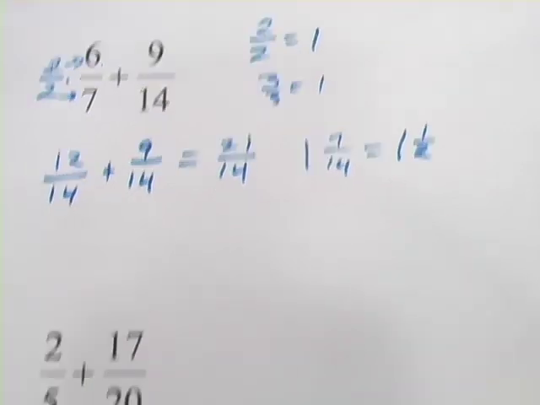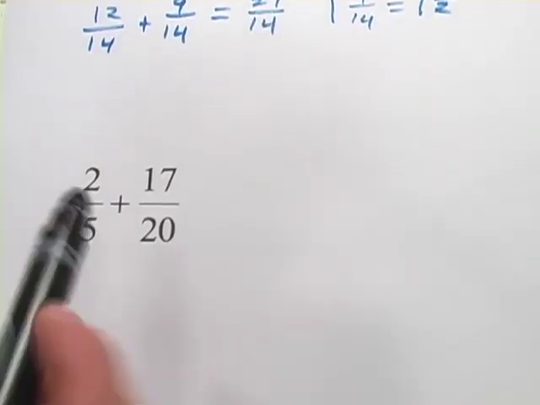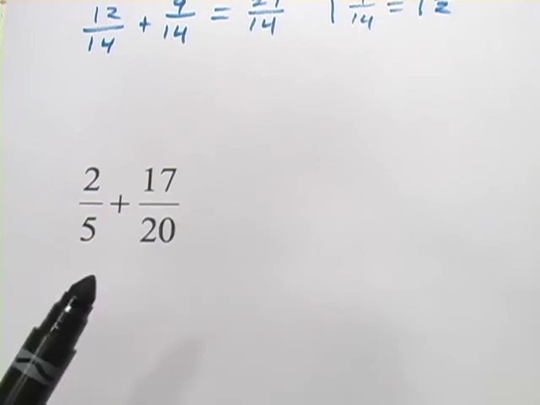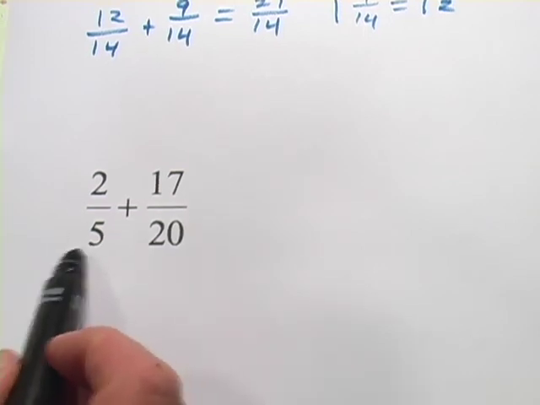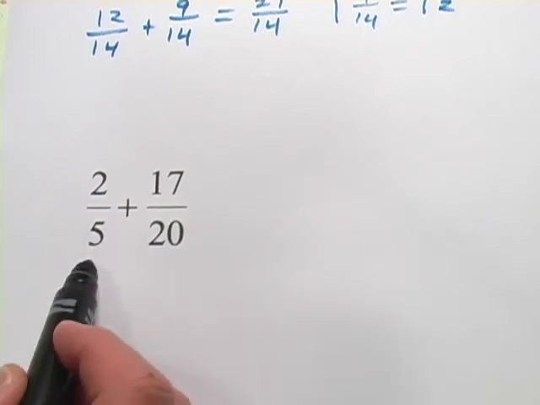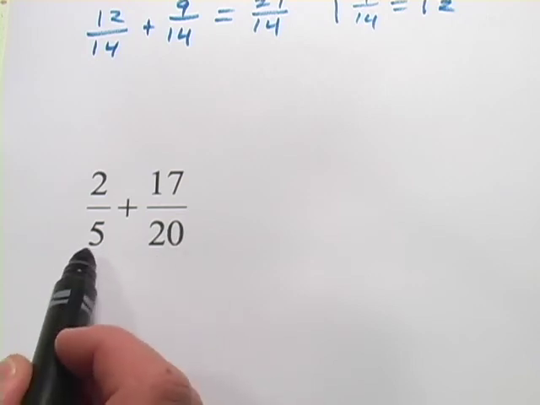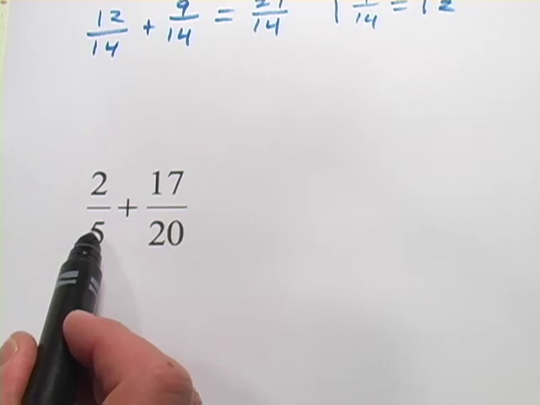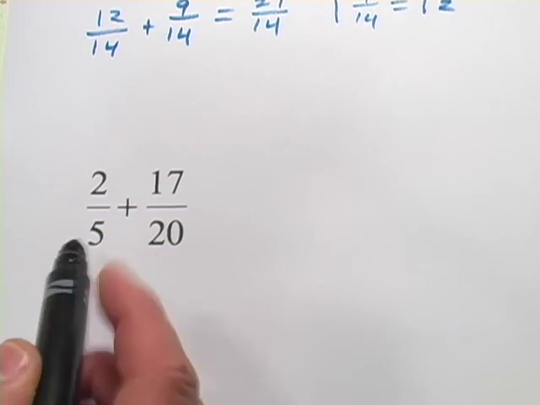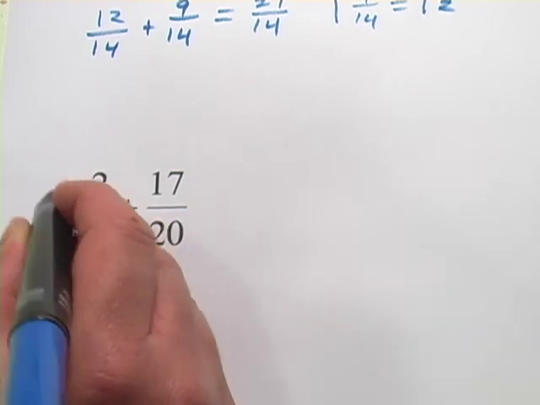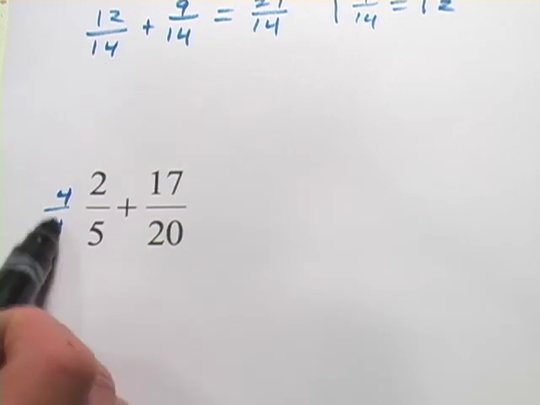All right, let's look at the next one. We've got 2/5 and 17/20. So here, we want to find what I can multiply one of these denominators by to make the denominators the same. And it seems like I could multiply the 5 by 4, and that would make it a 20. So I'm going to multiply by 4 over 4. Remember, that just equals 1.